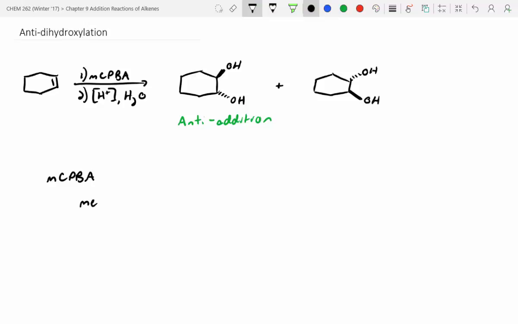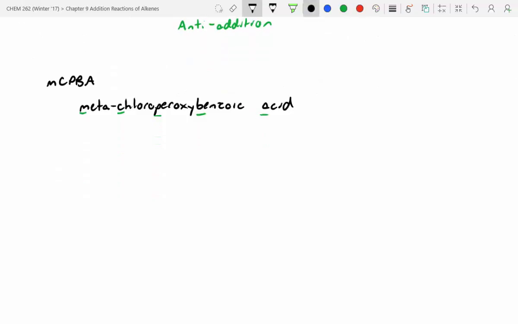MCPBA is short for meta-chloro peroxy benzoic acid. Right? It just rolls off the tongue. It's the best way to win at Scrabble. Throw this down on the board. I don't think you could make this using Scrabble.